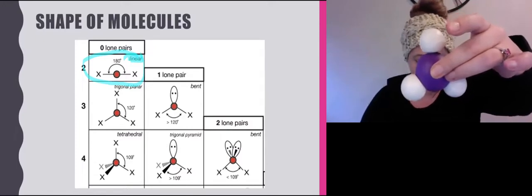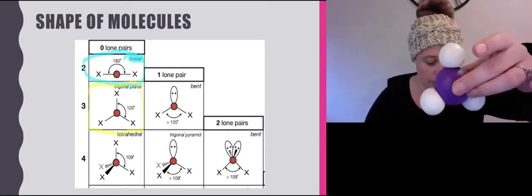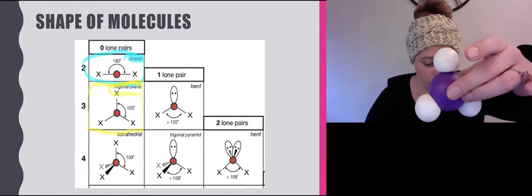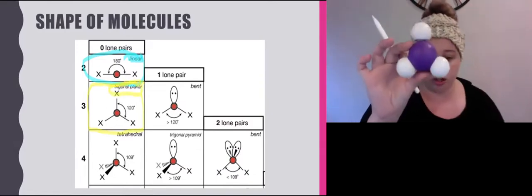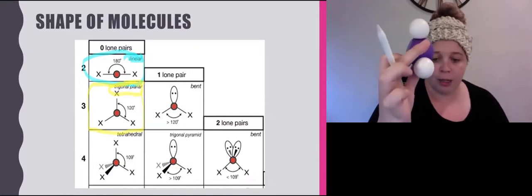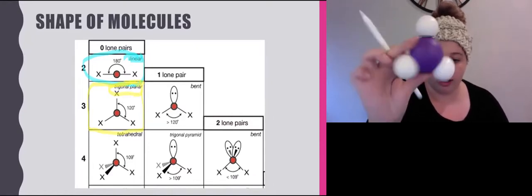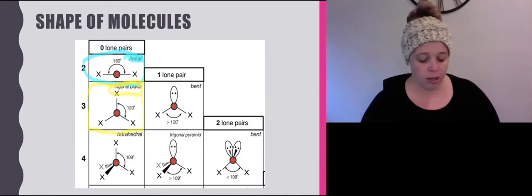front there. So this shape here with 0 lone pairs, that's called a trigonal planar. Trigonal because it's got 3, like a triangle, and planar because it's flat. It's a straight line like this. Okay, so that's that one.